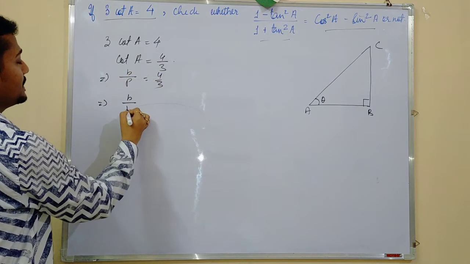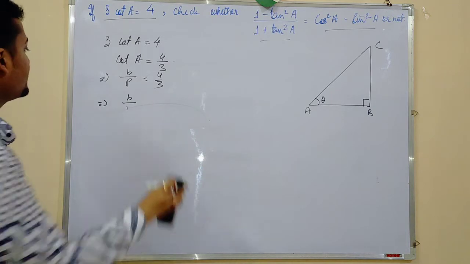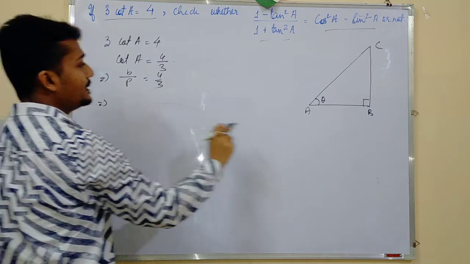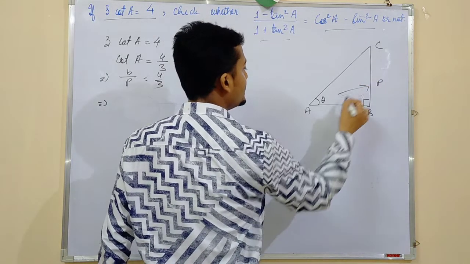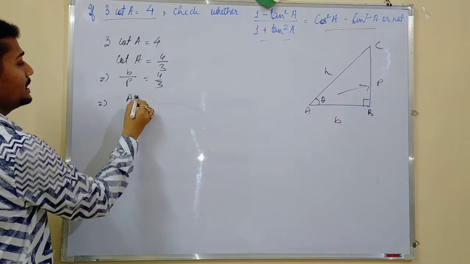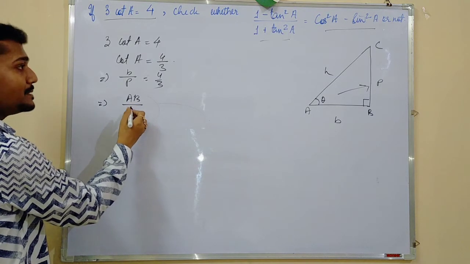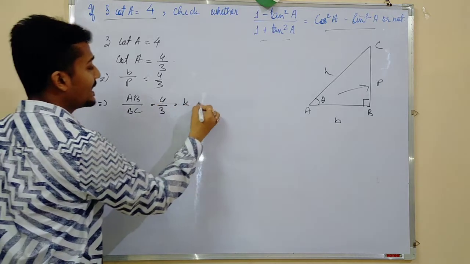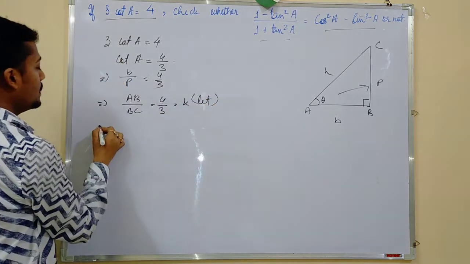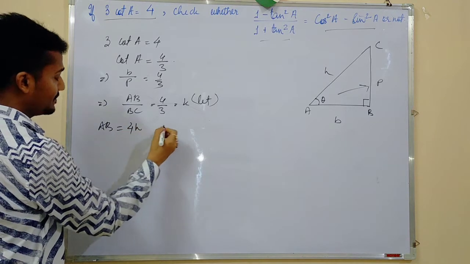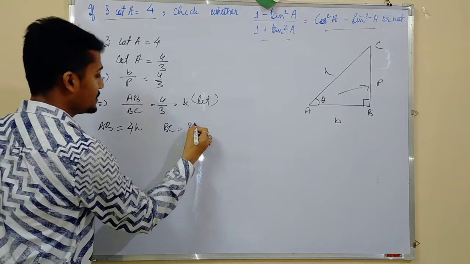Now B by P, what can we write? This is P, this is B, and this is H. So B by P is equal to AB by BC, which is 4 by 3, equal to K, let us say. Now AB is equal to 4K and BC is equal to 3K.